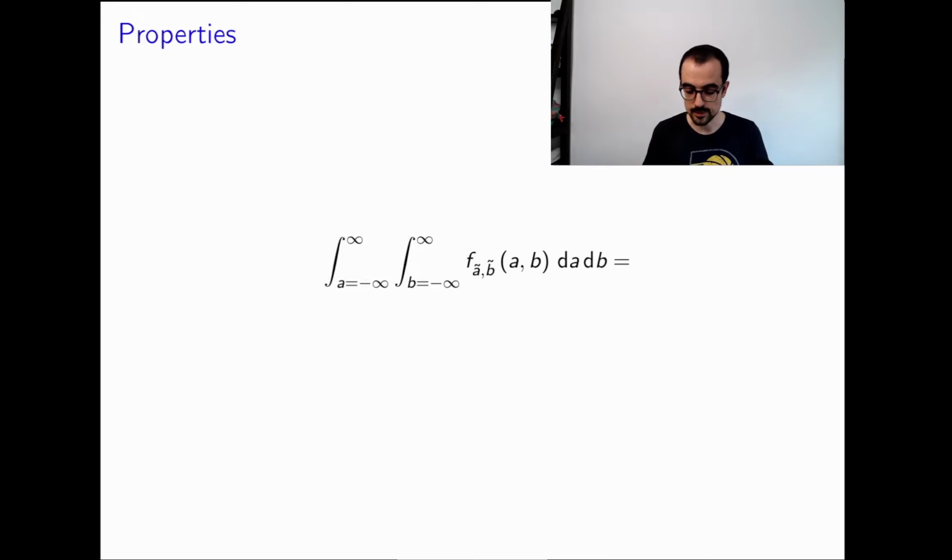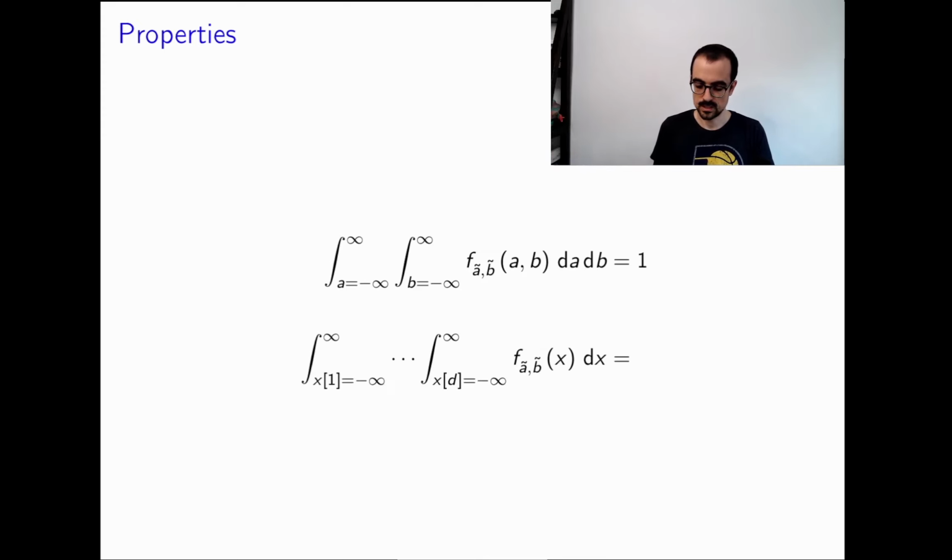So what happens if you integrate over everything? You have a 2D function and you integrate its density over everything. That's going to be the probability of being anywhere, and the probability of being anywhere is always equal to 1. So joint densities, when you integrate them over all of the dimensions, they always integrate to 1. Same thing for D dimensions.